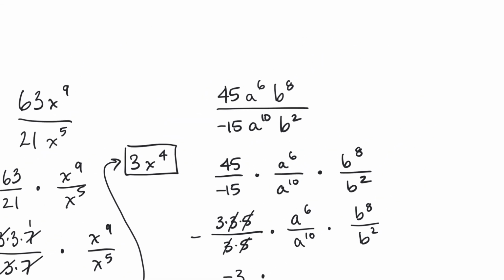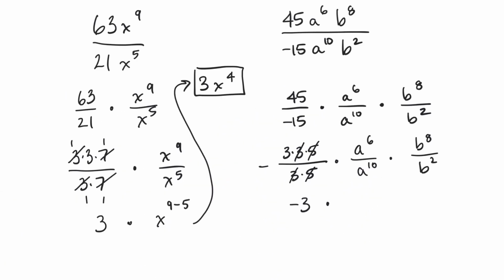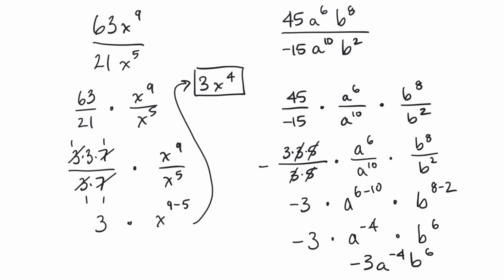Sorry, computer got a little freaked out here on the iPad. So I've got a to the 6th over a to the 10th. So that would be a to the 6 minus 10 times b to the 8 minus 2. You get negative 3 times a to the negative 4th times b to the 6th. And again, we can rewrite this, but we'll leave it like this for now, and in the future, we will fix up that negative exponent there, okay?